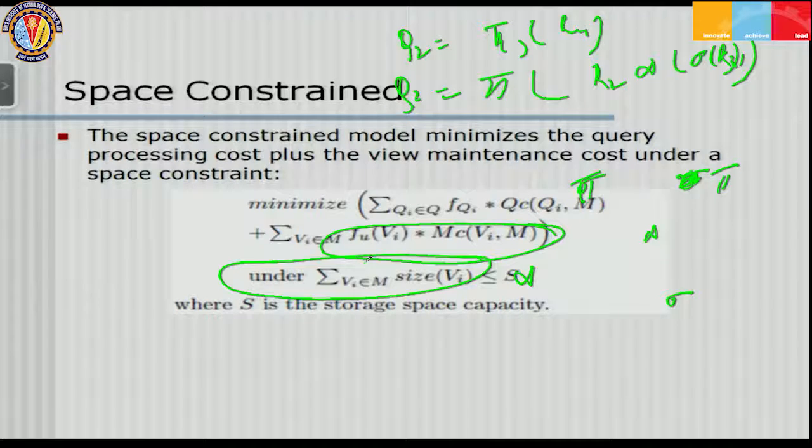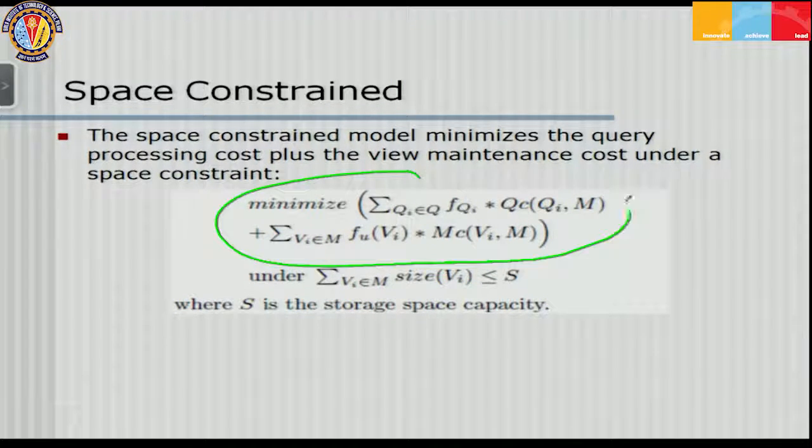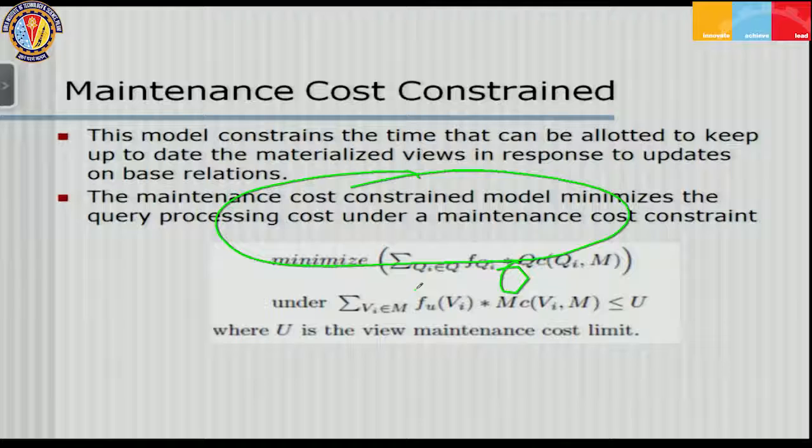So the space constraint model minimizes the query processing cost plus the view maintenance cost under a space constraint. So let me first remove this. The minimization function remains the same. Only thing is that I've put a space constraint in this. So that's what we do in space constraint models.